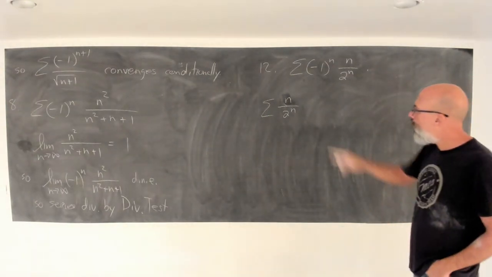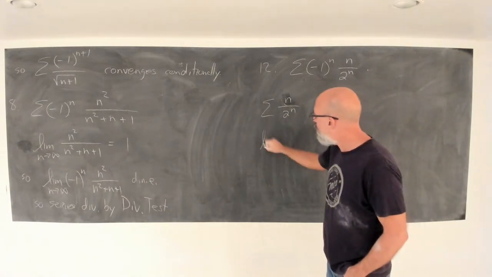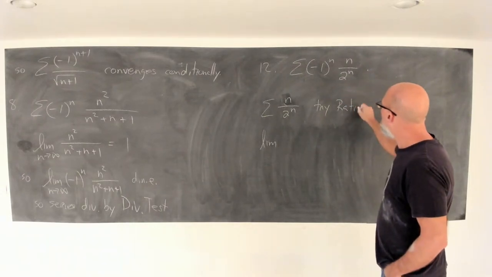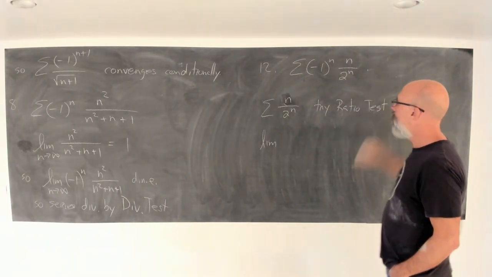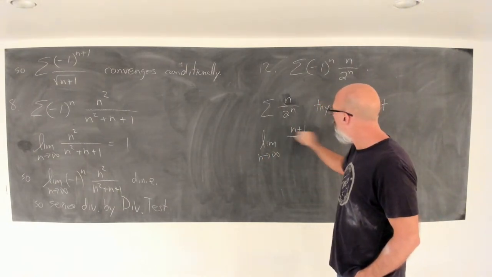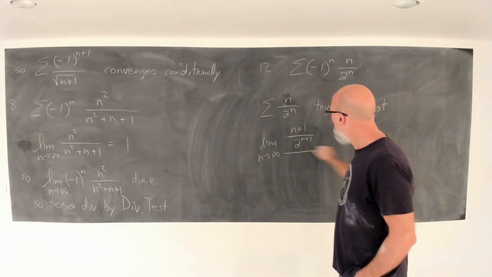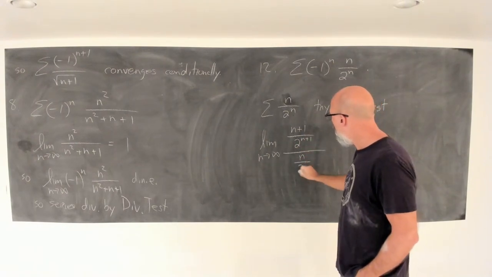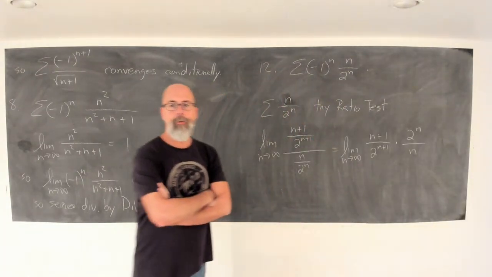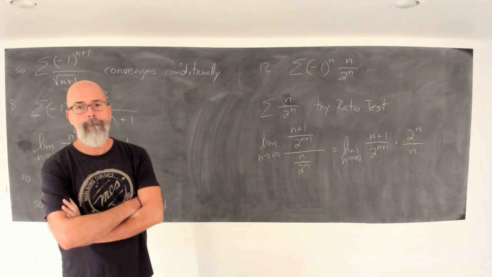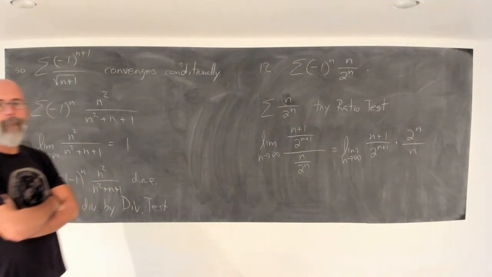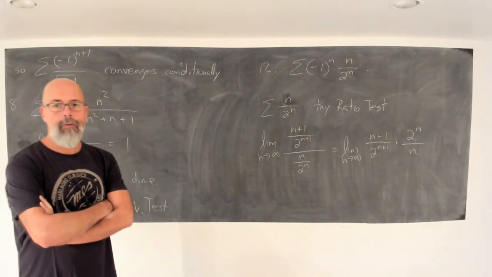Somebody's suggesting the ratio test. Let's try the ratio test. If we try the ratio test, this is n plus 1 over 2 to the n plus 1, the whole thing over n over 2 to the n. You divide by a fraction. Are we good? Still? Well, let's give it a minute. No worries.